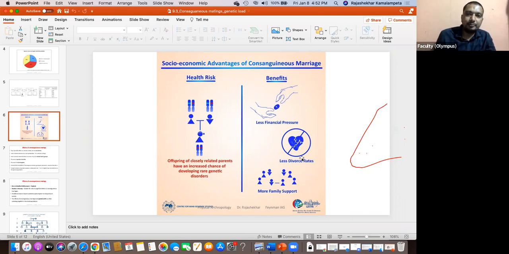And also to keep the properties to themselves. If they feel that someone else will exploit the properties in the name of marriage, they would marry within the families to maintain them. So there are many social reasons why it happens.